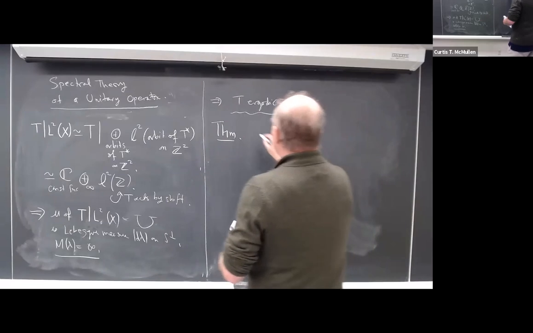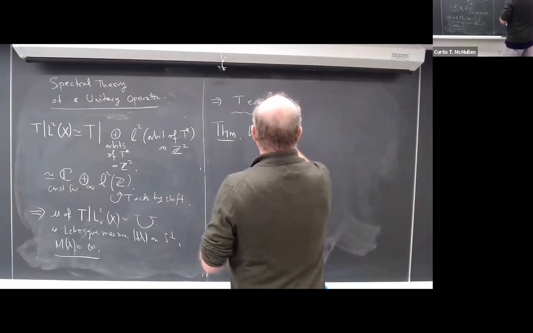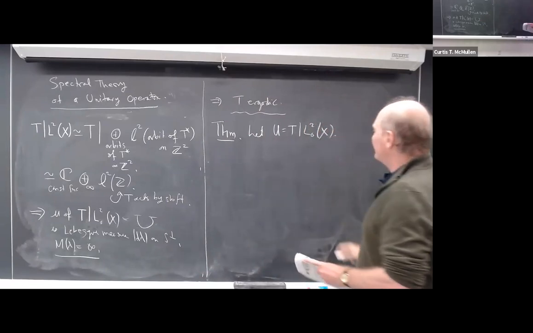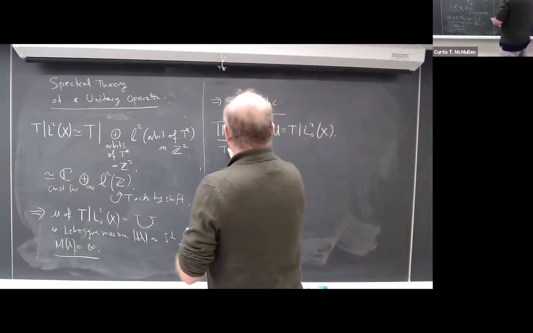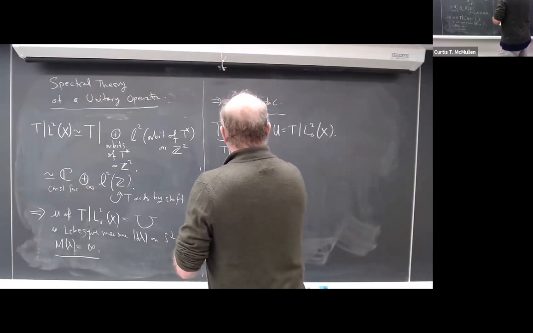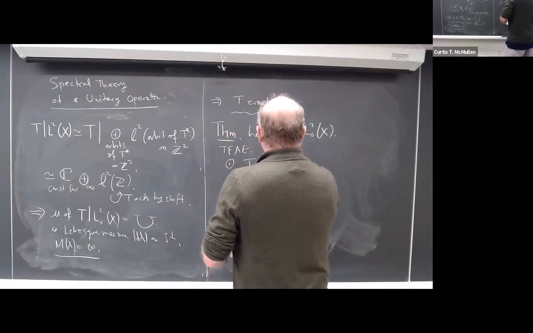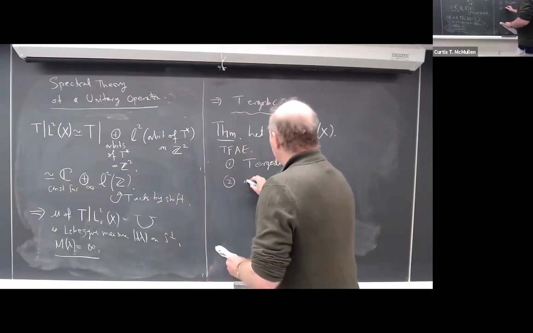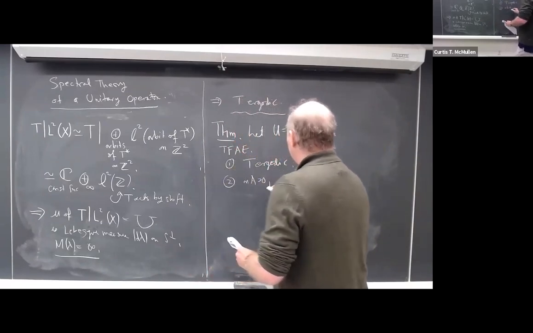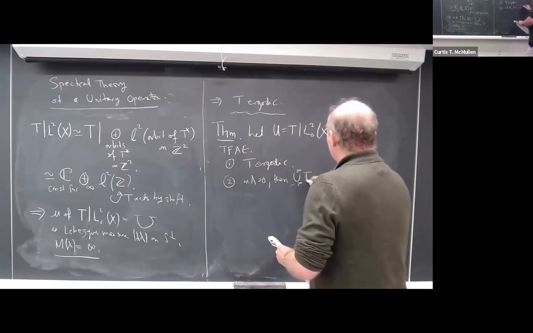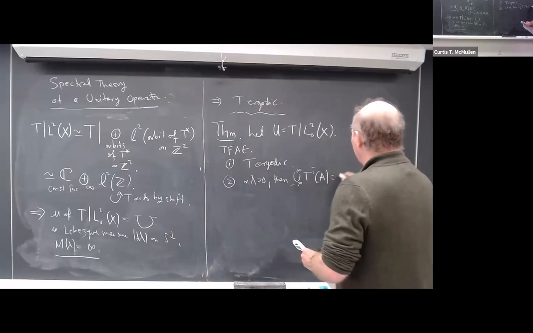So the theorem is, we let U equal T restricted to L naught of X. Then the following statements are equivalent. The first statement is that T is ergodic. I'll start with some spatial statements. If the measure of A is positive, then the union from minus infinity to infinity of T^i of A is the whole of X.